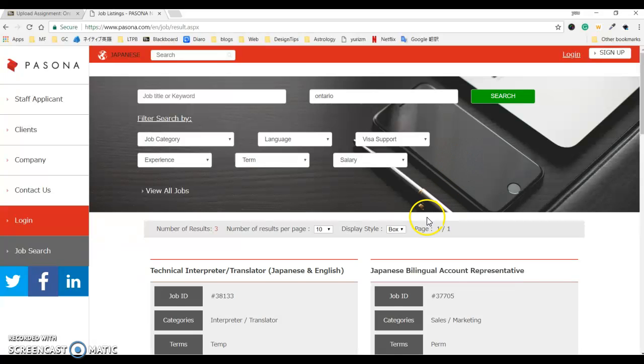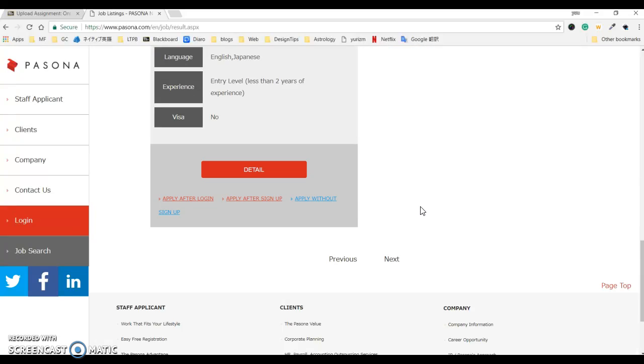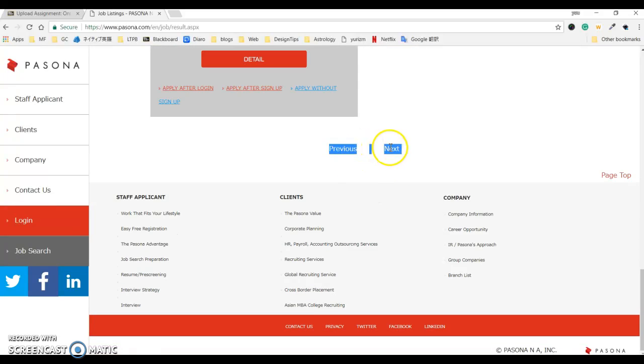And also, even if we get search results, we can see disabled previous and next buttons. If they don't have enough job offers to divide pages, these buttons should be hidden.